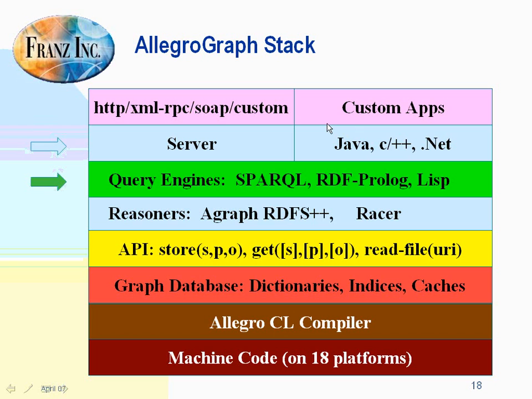This is the stack of our product. We run basically on every platform because we have a compiler that runs on every platform. Then on top of that, we have this graph database with dictionaries, indices, and caches. On top of that, a really simple API to store triples, to get triples, or to read a particular file. Then on top of that, we have a reasoner that you can turn on or switch off. The one that I'll demo today is AllegroGraph RDFS++. And then on top of that, we have our query engines, SPARQL and Prolog, and RDF Forward on Lisp.